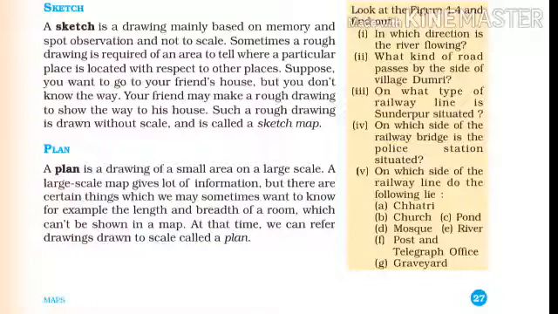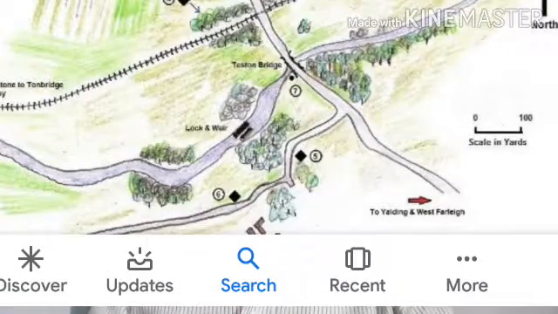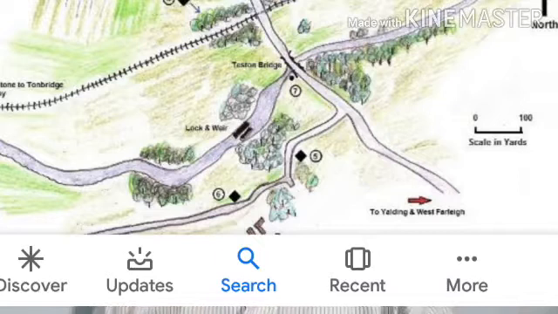What is a sketch? A sketch is a rough drawing which is drawn without using a scale or any conventional sign or symbol. It means a drawing that is drawn without any scale, without any conventional symbols, only on the basis of memory, is called a sketch. Suppose we take an example.